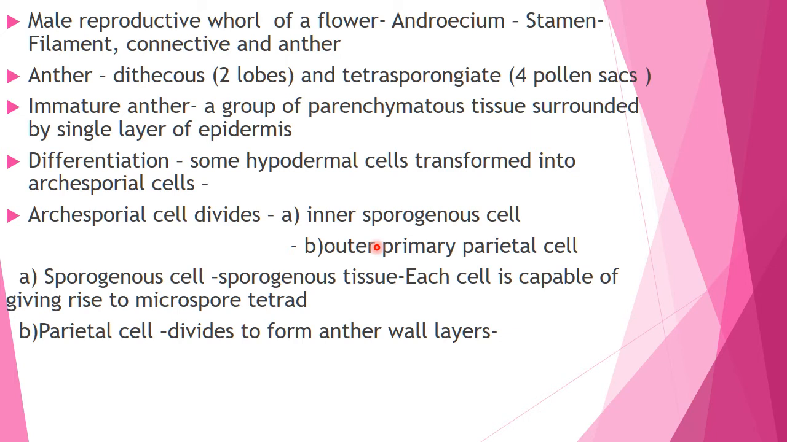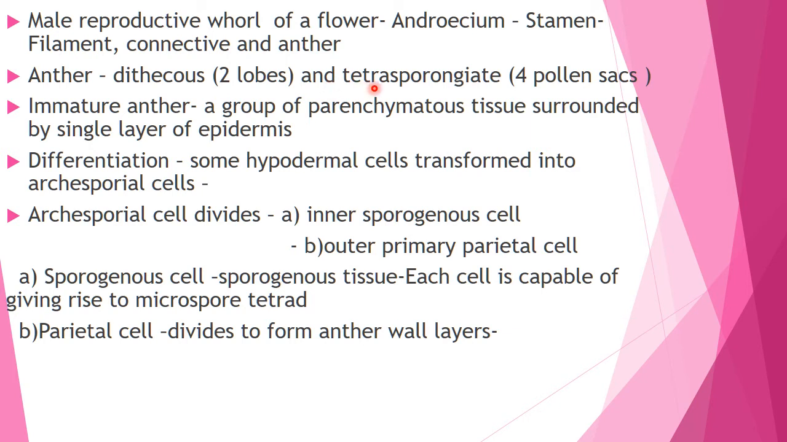Generally, the anther is dithecous. Dithecous means two lobes are there. Most of the anthers are dithecous with two lobes. Each lobe will have two pollen sacs. So in total there will be 4 pollen sacs or microsporangia. So they are tetrasporangiate. Two lobes is known as dithecous, then there will be a total of 4 pollen sacs or microsporangia. Tetra means 4.